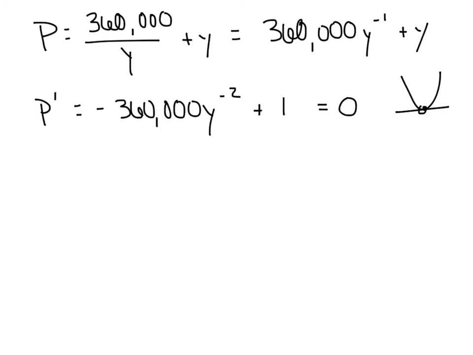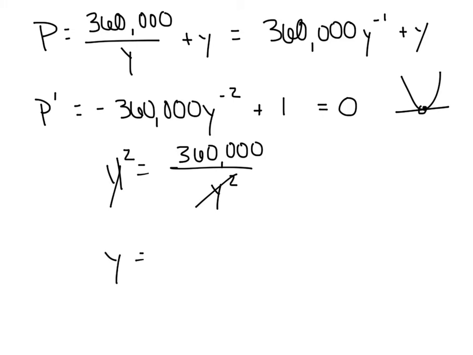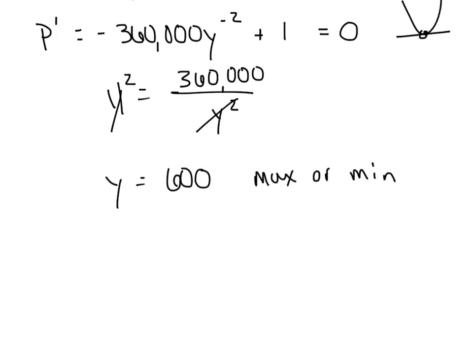So let's say that I'm going to add that first term over. 1 equals 360,000 divided by y squared. Cross multiply, got our y squared over here. We'll take the square root, and I got 600 for the square root. And again, the trick is we don't know whether that's a max or a min until we prove it with a sign chart. Certainly what we're expecting to be true, we just need to go prove it and verify it.